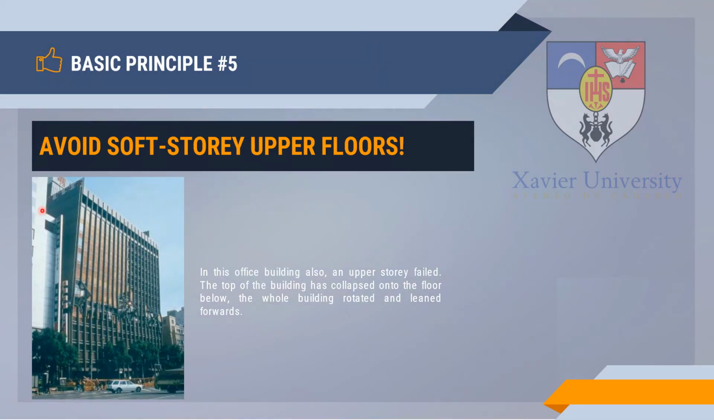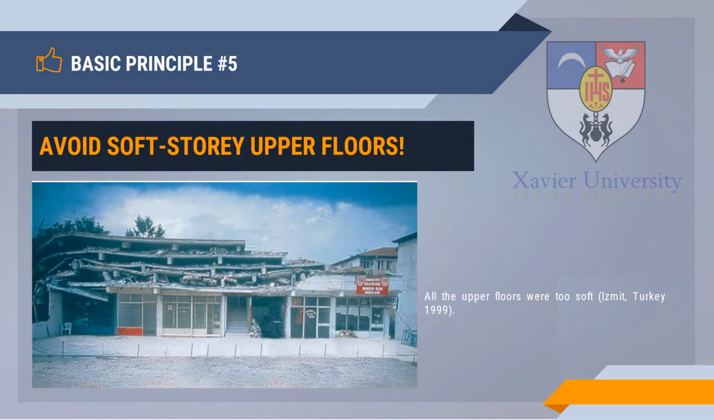We also have here a picture. So in this office building also, an upper story failed. So the top of the building has collapsed onto the floor below. So the whole building rotated and leaned forwards. So in this picture, all the upper floors were too soft. Therefore, the ground floor has remained intact.